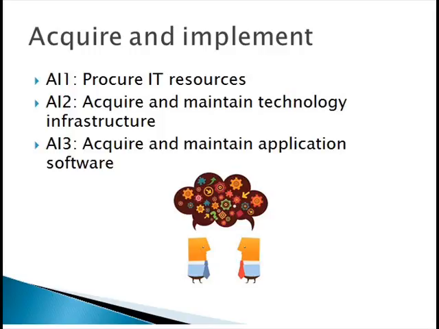The last one in this category is about acquire and maintain application software. IT goals: acquire and maintain standardized application software. Process goals. First, provide an appropriate platform for this application. Second, provide reliable application software. Activity goals: plan application software maintenance.